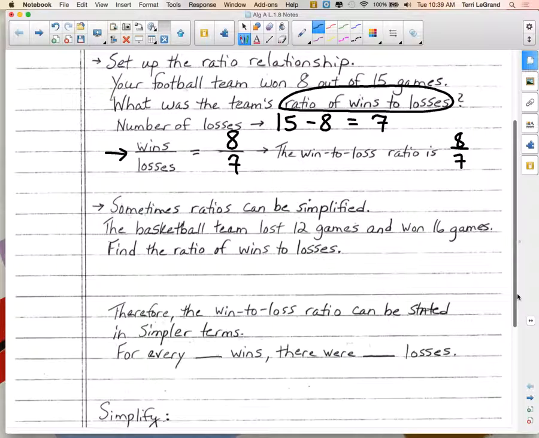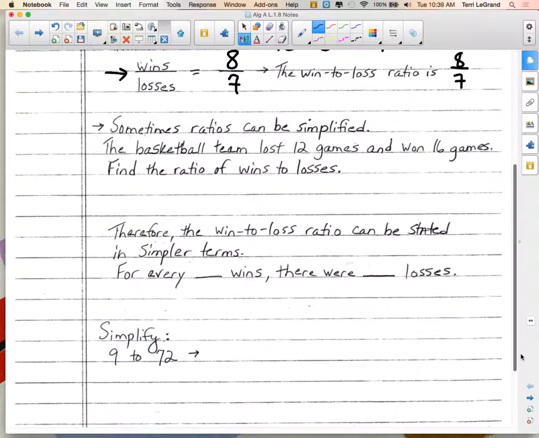Does it make sense? Okay. Sometimes I say ratios can be simplified. So let's look at this one here where it says the basketball team lost 12 games and won 16 games. They want us to write a ratio of wins to losses. They want to compare it in the same order again. So go ahead, would you set up the ratio that you think works for this one?